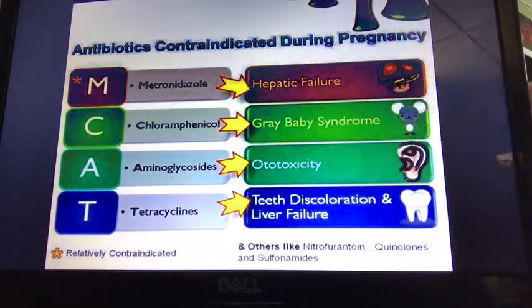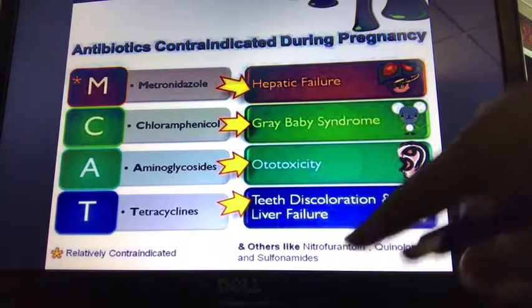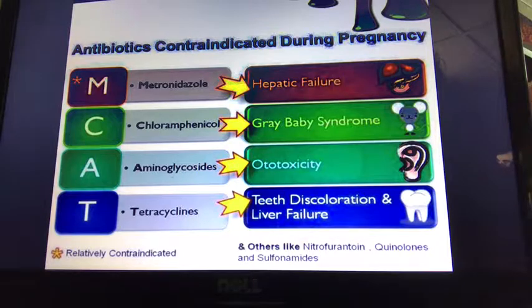Chloramphenicol can cause gray baby syndrome. Aminoglycosides, ototoxicity. Tetracyclines are that teeth discoloration, which we've already talked about, and liver failure. And then in the small print over here, it says there are others. Nitrofurantoin, quinolones, and sulfonamides, they're also contraindicated during pregnancy.